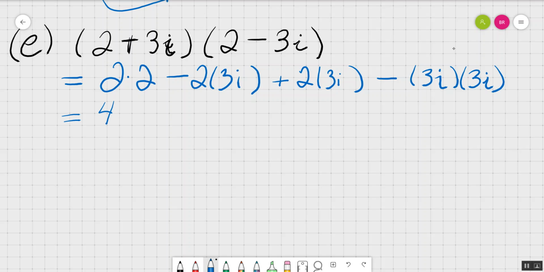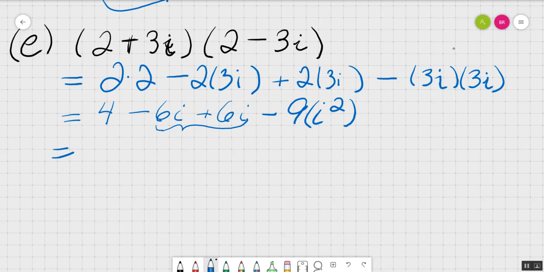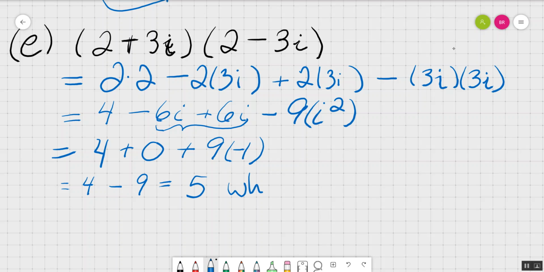So 2 times 2 will give you a 4. 2 times 3 will give you a 6i. Don't forget that negative. 3 times 2 will give you a plus 6i. I'm hoping you notice your i's appear to be nothing. Those are going to add and make nothing. Minus, now I have 3 times 3 to make 9. And then an i squared. And hopefully you remember what that does. So I'm going to get a 4, and then 6i and minus 6i, those are going to make nothing. So I'm going to write the 0 this time for fun. 9, and then i squared is -1. So this is like a -9. So here I get 4 minus 9, which is just a 5. Whoa. It's real, man.